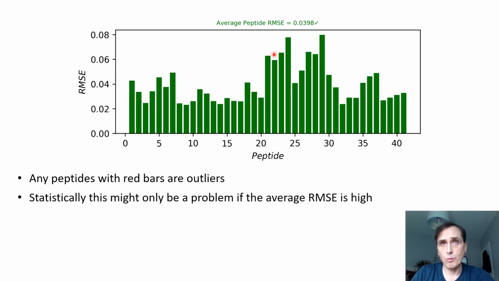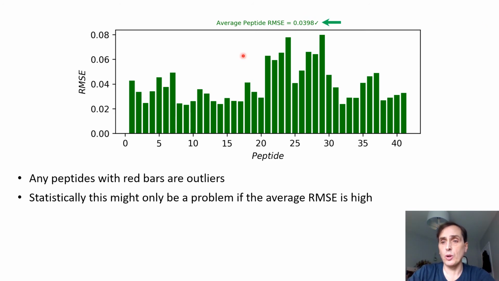However, statistically, even if you have 1 or 2 bars that are red, this is only a problem if the average peptide RMSE, which is shown here at the top, is too high. And this will be too high if your image doesn't receive this green tick. You can just see it here. And if that is the case and you have some peptides that yield red bars, then you will need to delete these data, starting probably just with the highest one, re-optimize it and see if that will address this problem.